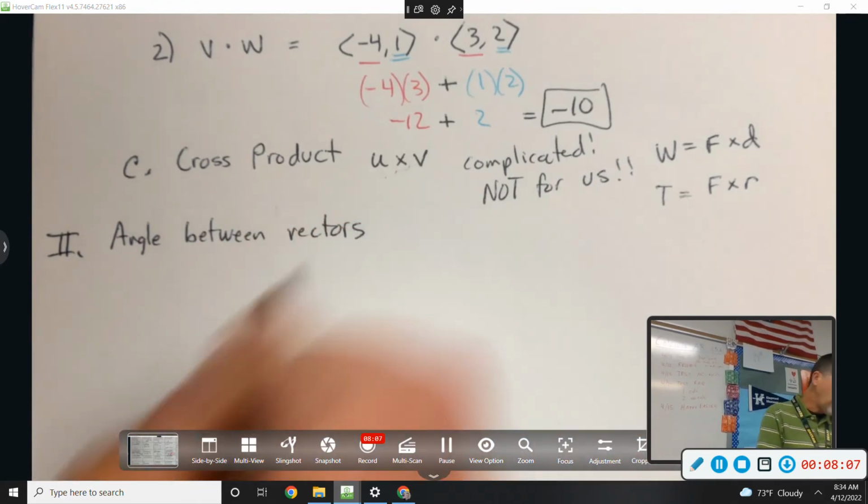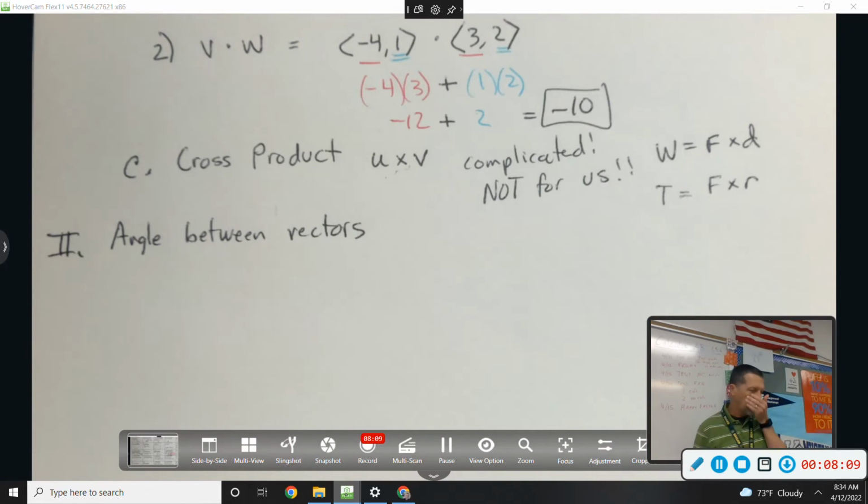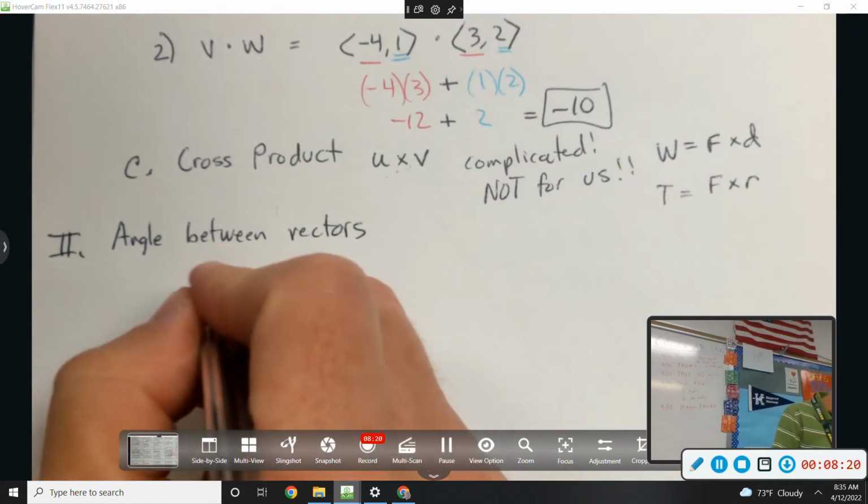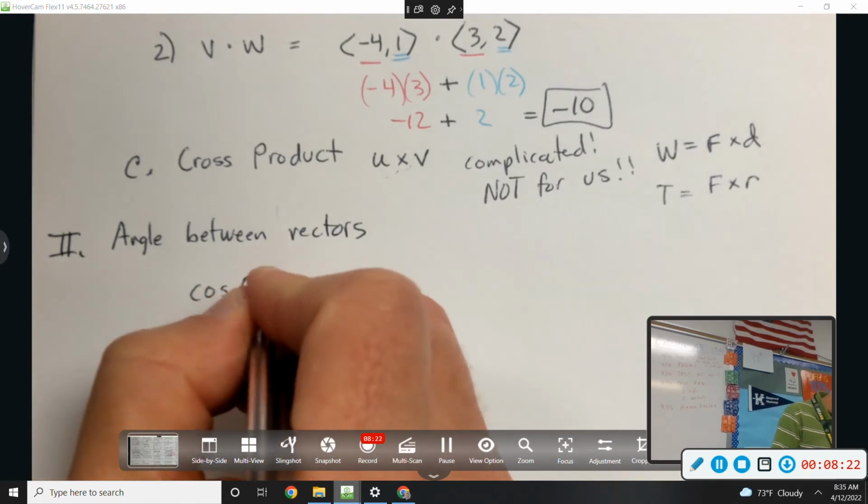All right, last thing for the entire unit. We'll review tomorrow and quiz, test, assignment Thursday. Angle between vectors. This is a formula that we will give you when you need it.